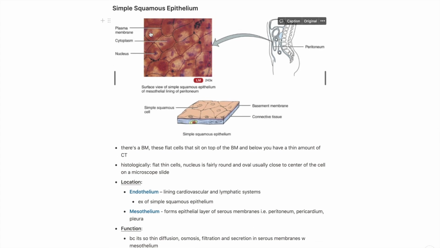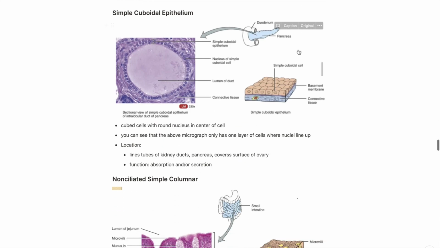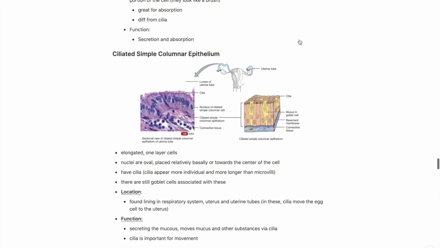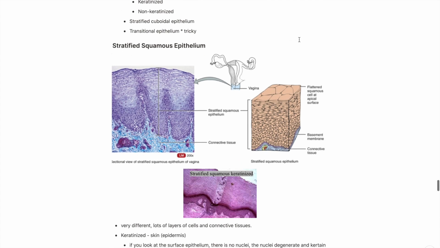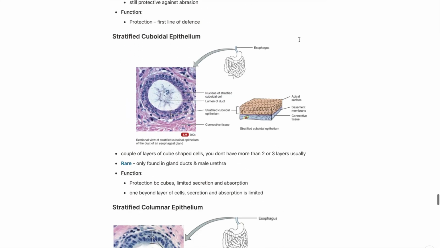So here we can see some of these micrographs of the epithelium, and then we have what they actually look like in a cartoonish diagram and where they're found in our body. And as you can see, there's a lot of them.